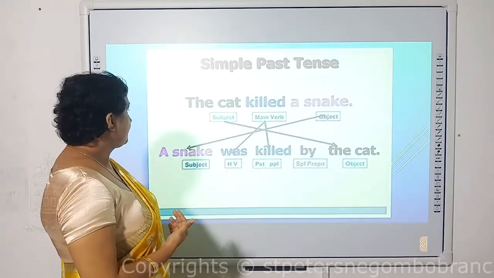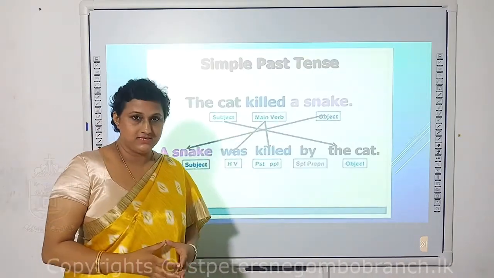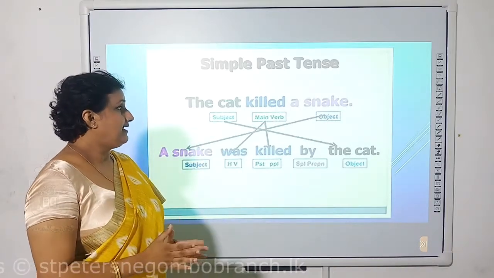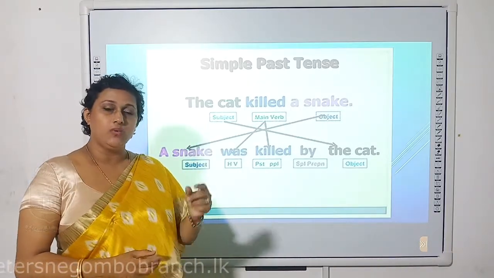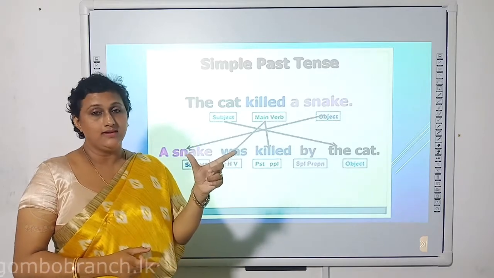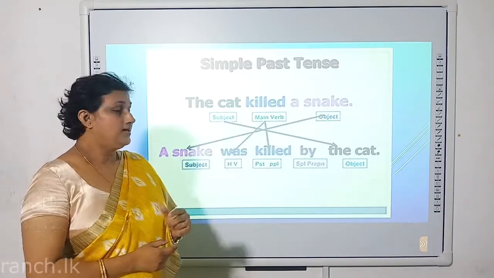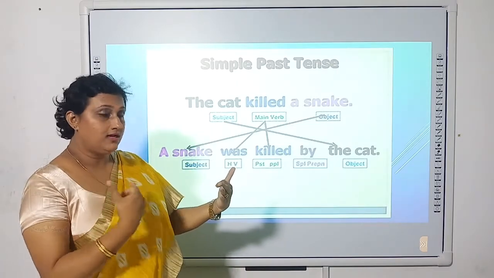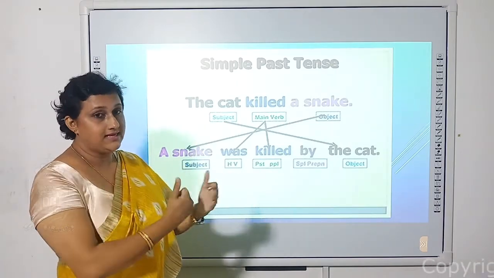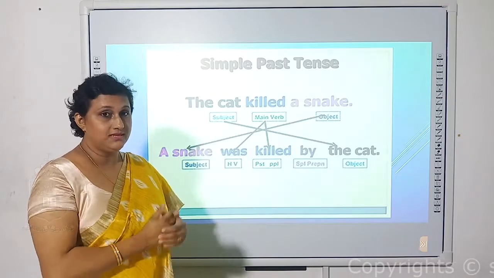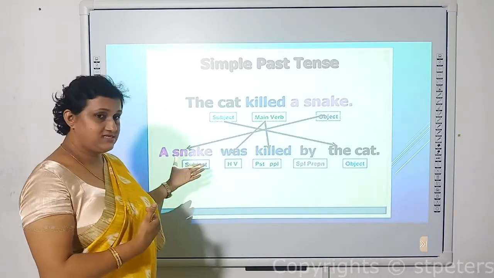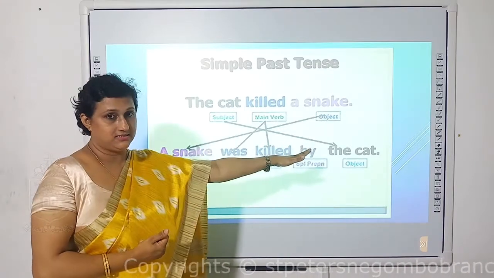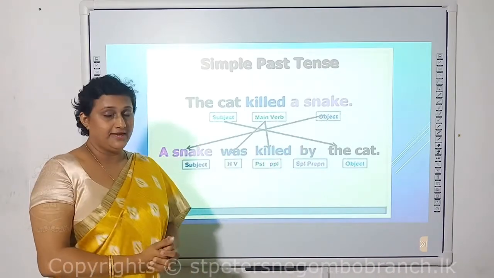Okay. Moving on to simple past tense, right? Here I have given you an example. The cat killed the snake. So what is the first thing that you have to look at? It's the verb. So what is the verb? Killed. Who killed? The cat. The cat killed who? The snake. So the snake will be the object and it has to come to the top, and there should be a change of the verb, by the cat.